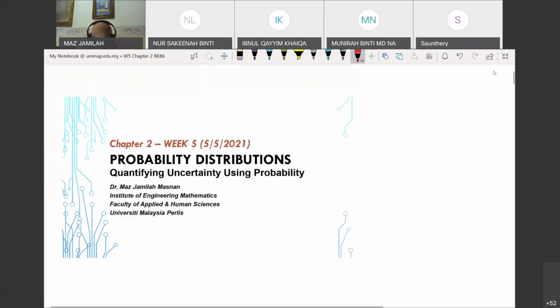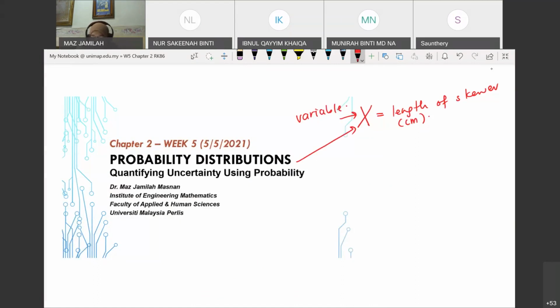Okay, now we are talking about our x. Last time our x is length of skewer, in centimeter, and we call this our variable. Now, in chapter 2, we are still talking about our x, but now our x is known as random variable. It is called a random variable.